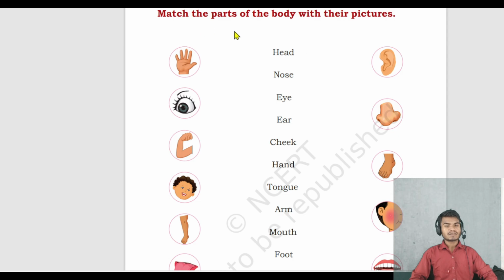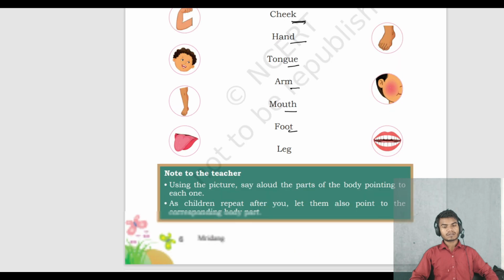Match the parts of the body with their pictures. Head, nose, eye, ear, cheek, hand, tongue, arm, mouth, foot, leg. Note to the teacher. 1. Using the picture, say aloud the parts of the body pointing to each one. 2. As children repeat after you, let them also point to the corresponding part.